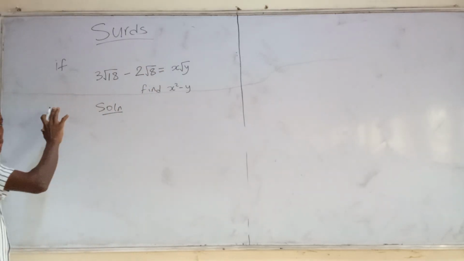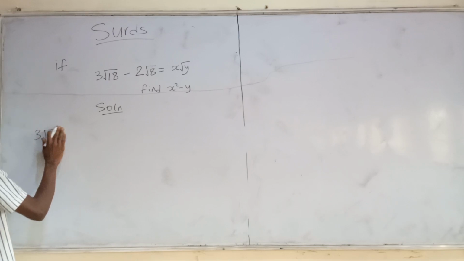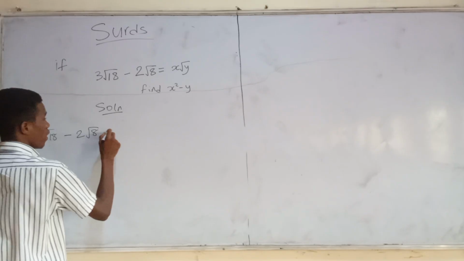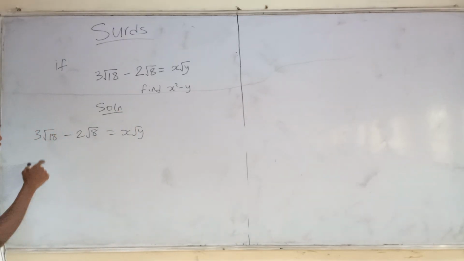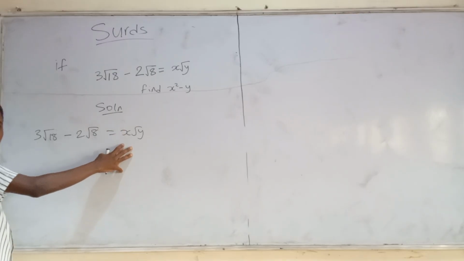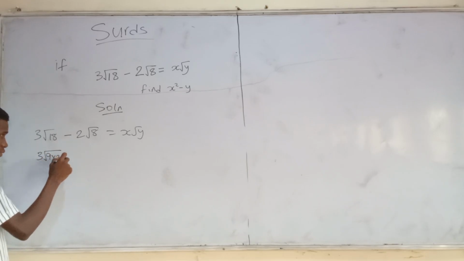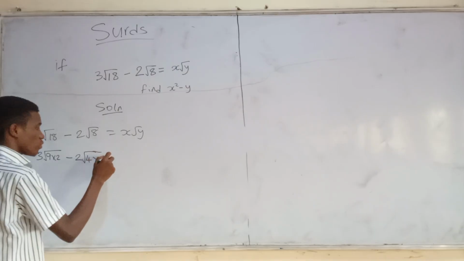So to evaluate this, you have to express this whole thing. So we have 3 root 18 minus 2 root 8 equals x root y. We have to find something. So we express this thing and compare it to this other side. Exactly. We solve this by comparison. So here we have 3 root 9 times 2, right? Minus 2 root 4 times 2.